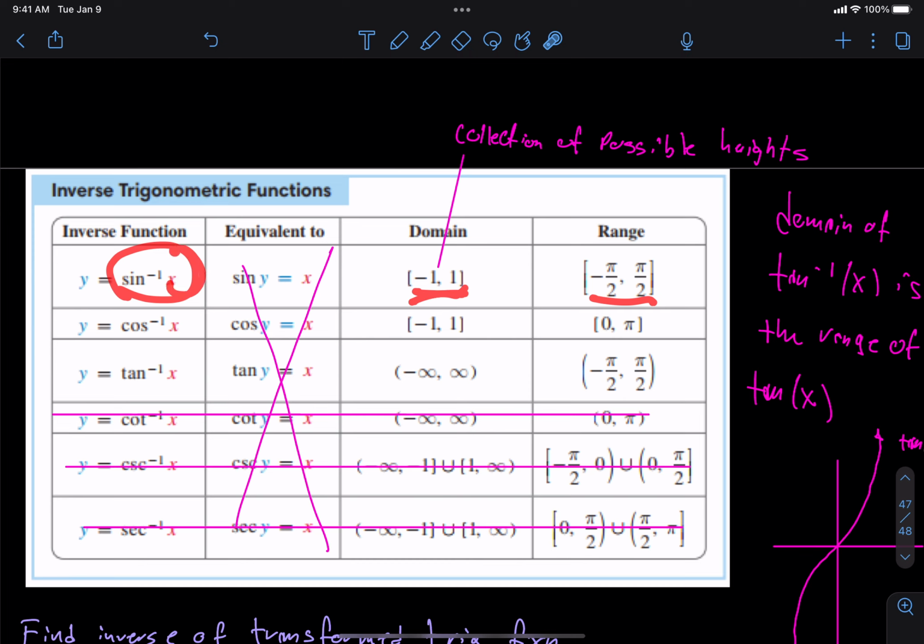That's the set of inputs. The set of inputs is what we call the domain. The range is the possible outputs. The output of the sine inverse function is going to be an angle between -π/2 and π/2. So the output range is -π/2 to π/2.